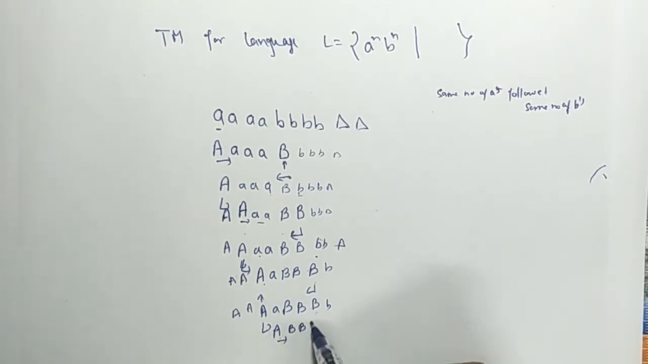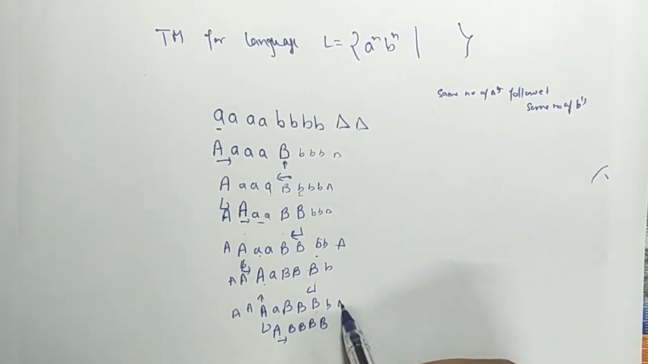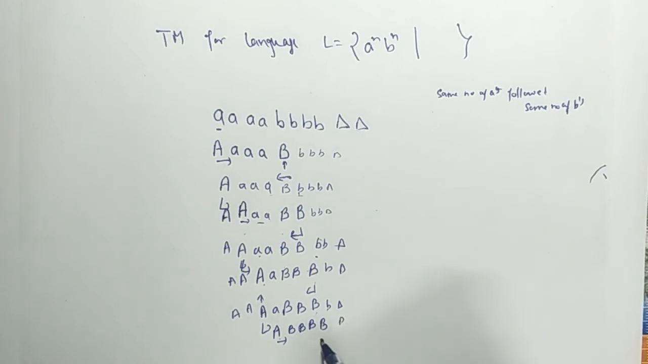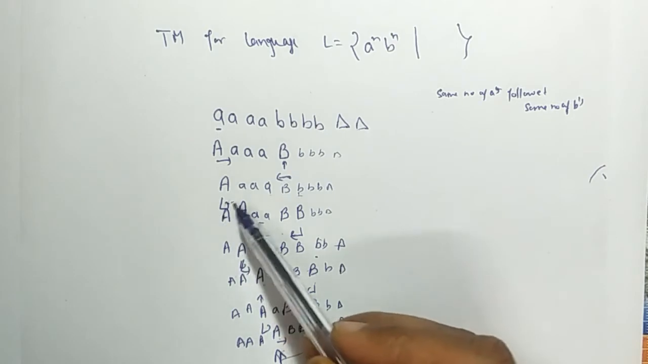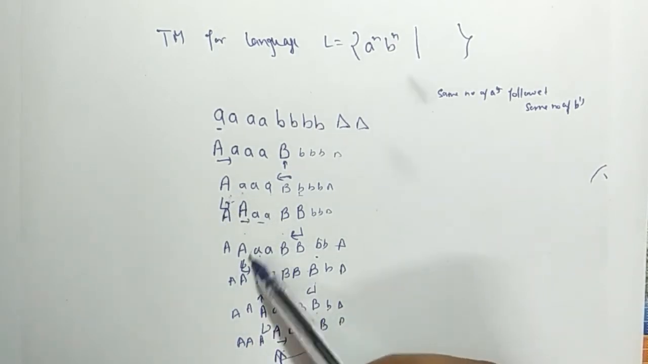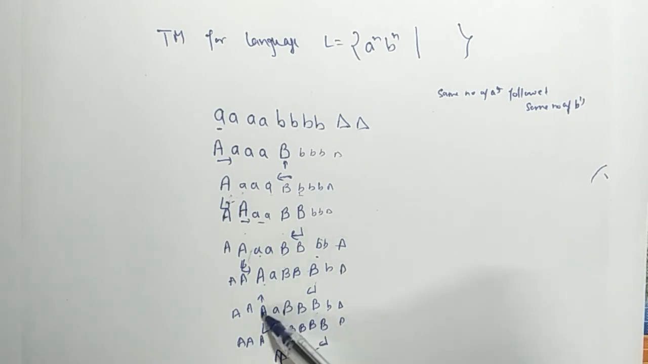Here you will find a small b and change it to capital B, and move toward the capital A, so that you can find more small a's. You move to this capital A, as you always move to this capital A to find a small a in the right of capital A. Here you find a small a in the right of capital A. Here you find a small a at the right of capital A.